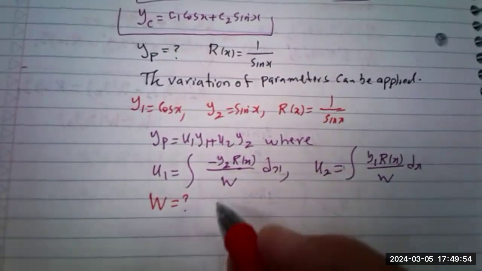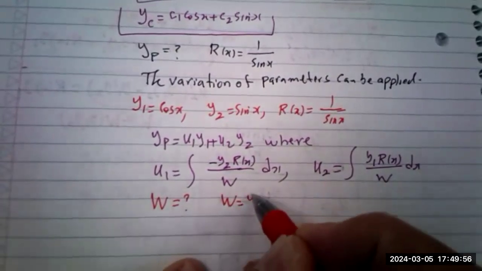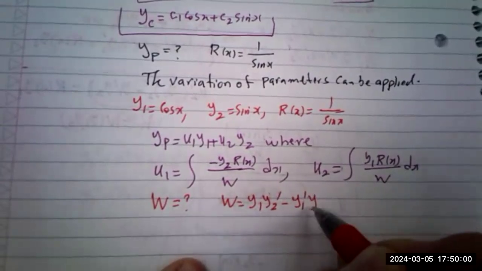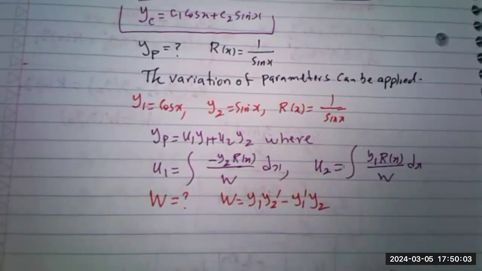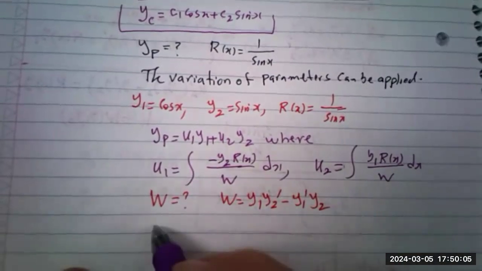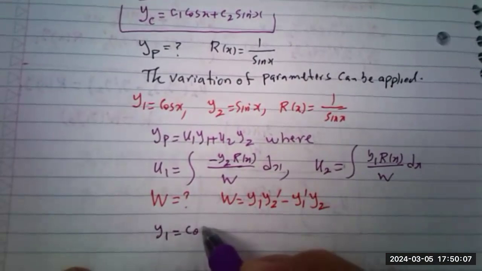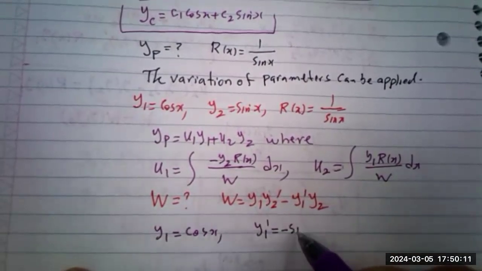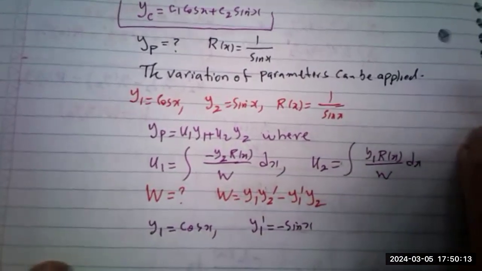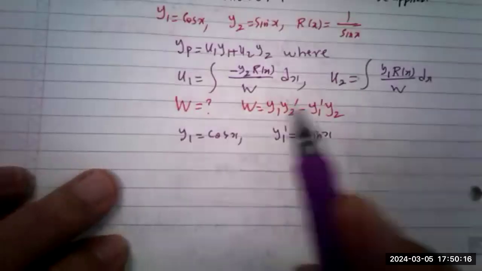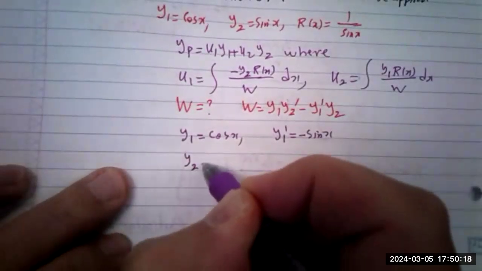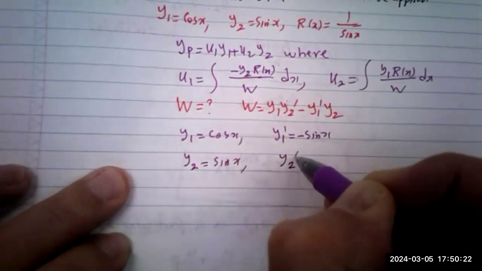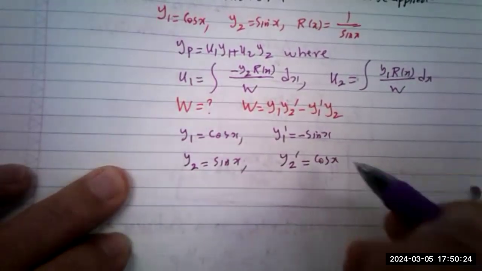Okay, so you know that the Wronskian is Y1 Y2 prime minus Y1 prime Y2. So bring the Y1 prime. Your Y1 is cosine of X, so Y1 prime is negative sine X. Okay, continue. Your Y2 is sine of X, so Y2 prime is cosine of X.